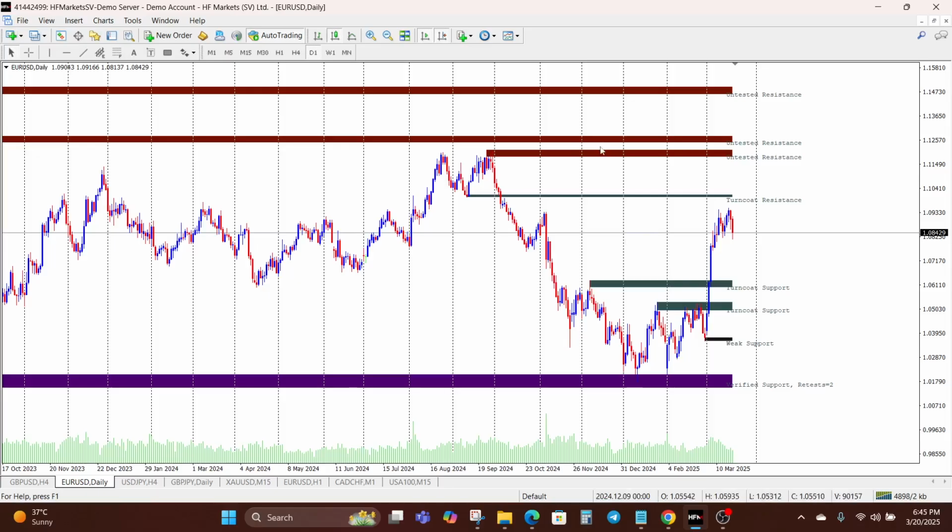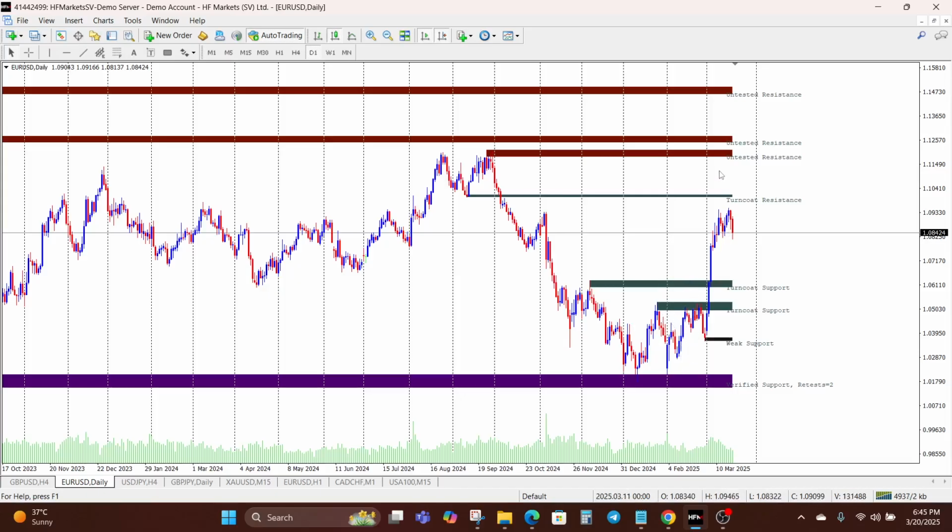So the supply zones are areas where selling pressure has previously caused the price to drop. These are the supply zones. These ones on top, they are supply zones. Then demand zones are areas where buying interest has pushed the price higher. So these ones below are the demand zones.